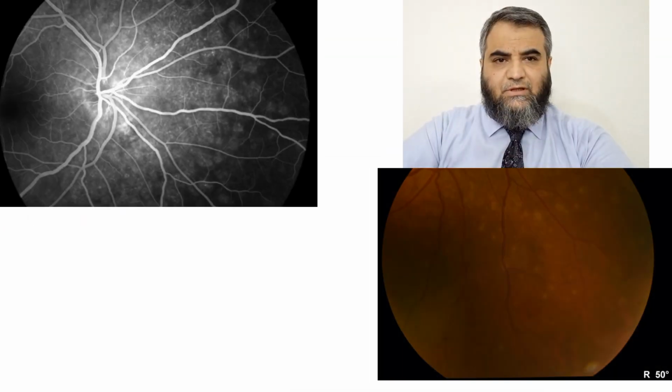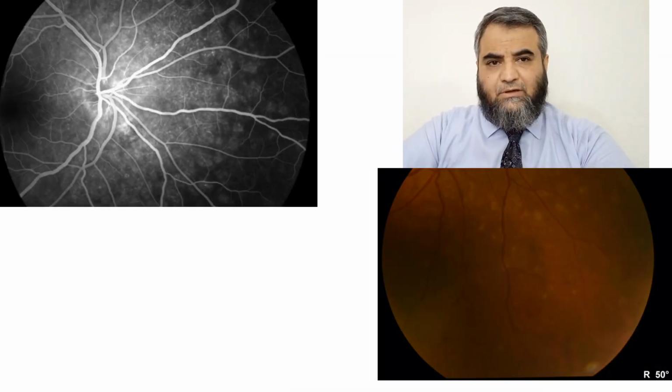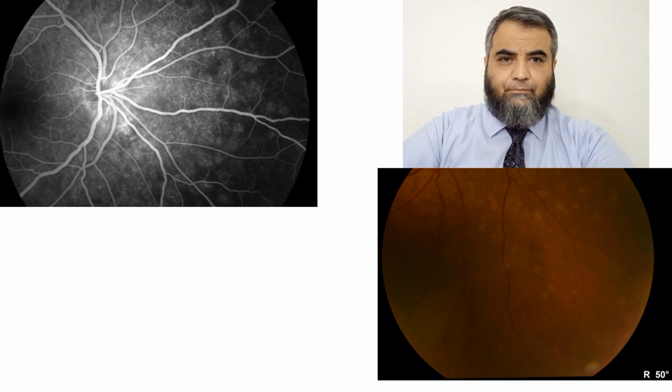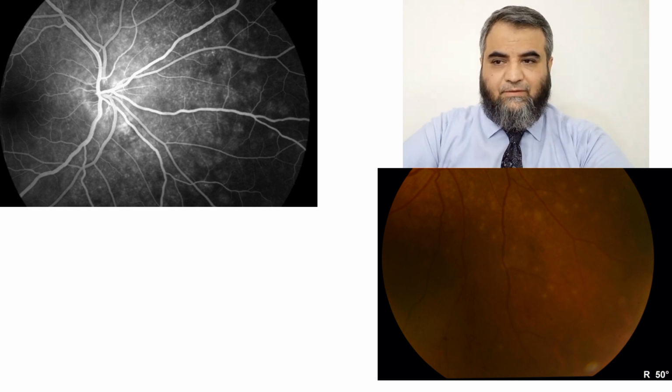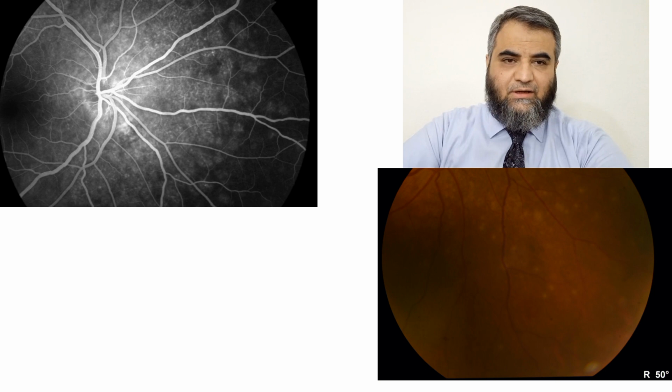Another fundus fluorescein angiography shows multiple lesions of multifocal choroiditis with progressive hyperfluorescence throughout these areas. In different phases, you can appreciate how they are becoming hyperfluorescent, with different areas involved.